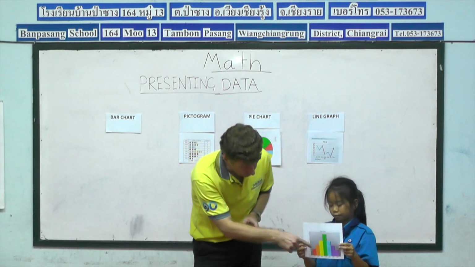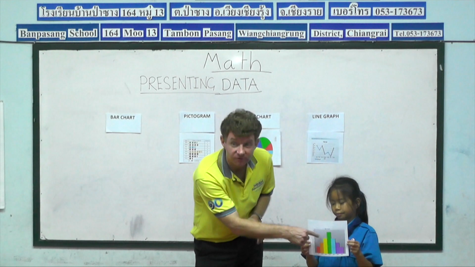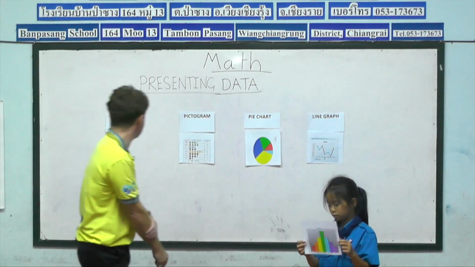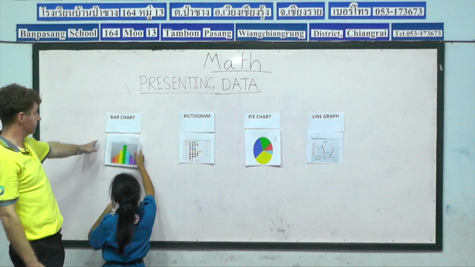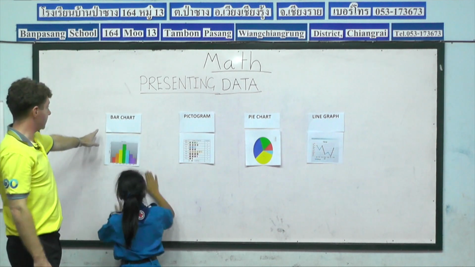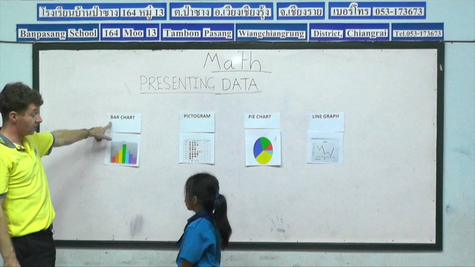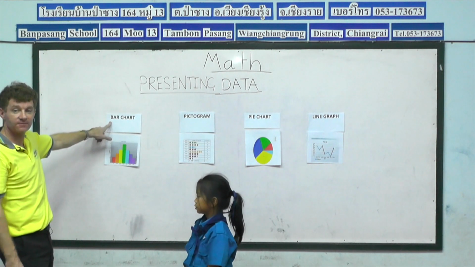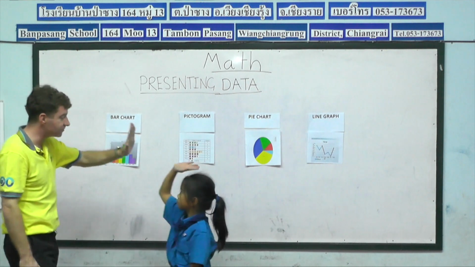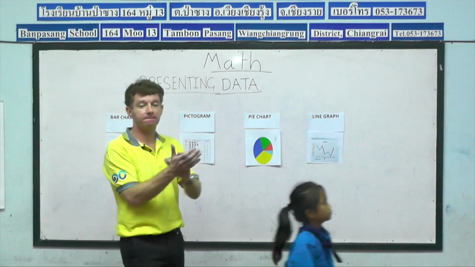Bars. You can see the different colored bars here. So this is called a bar chart. Can you say? Bar chart. All together, bar chart. Excellent. High five. Big round of applause for Prel.